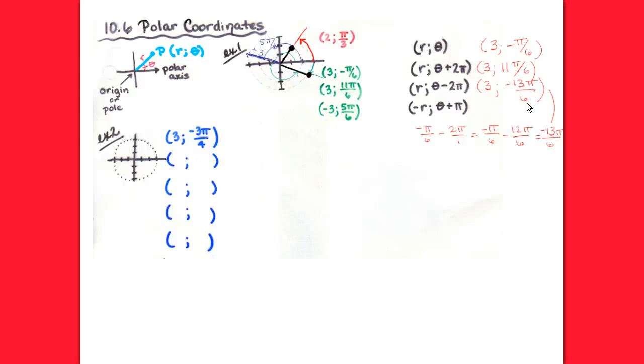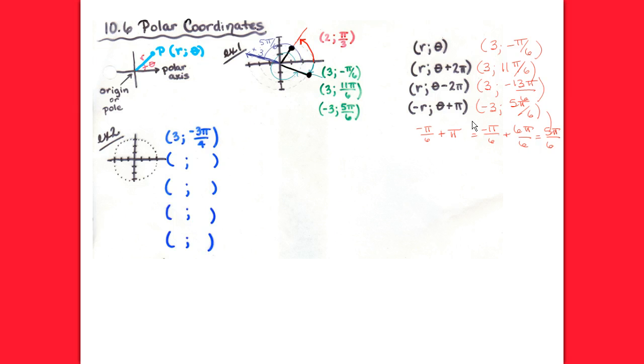And then for the last one, it says that I can change my radius to a negative and just add 1 pi. So if I change that positive 3 to a negative 3, then I want to take negative pi over 6 and just add 1 pi to it. So that would be add 6 pi over 6. So that would give me 5 pi over 6. So again, here are those same points that we were plotting over here and finding out that they were different names for the same point. This now gives me an algebraic way that I could create those different names for the same point.